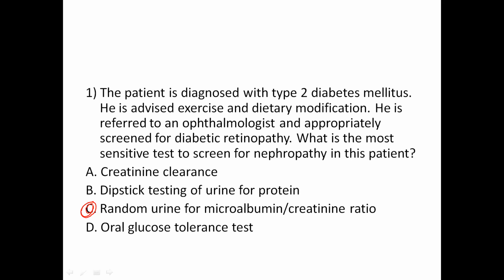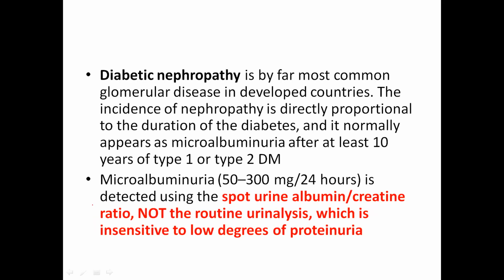The question narrates diabetic retinopathy, and then you are asked about screening for nephropathy, because individuals who have diabetic nephropathy commonly have diabetic retinopathy. Diabetic nephropathy is by far the most common glomerular disease in developed countries, and the incidence of nephropathy is directly proportional to the duration of diabetes. It normally appears as microalbuminuria after at least 10 years of type 1 or type 2 DM.